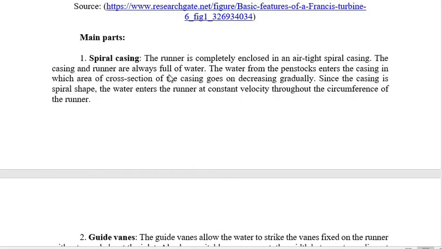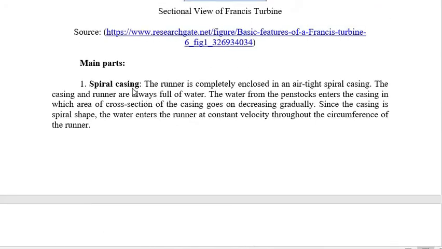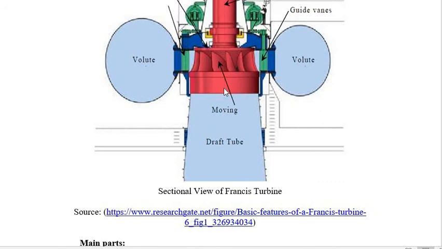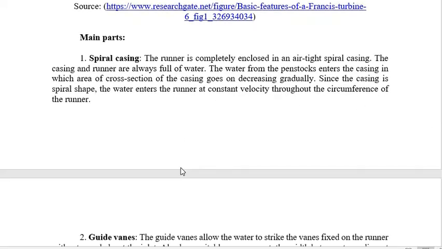So if you can see, these are the main parts. One is the spiral casing. This is the casing, which is completely enclosed and airtight. The casing of the runner is always full of water. Water from the penstock enters the casing, in which the area of cross section of the casing goes on decreasing gradually. Since the casing is spiral shaped, water enters the runner at a constant velocity throughout the circumference of the runner.